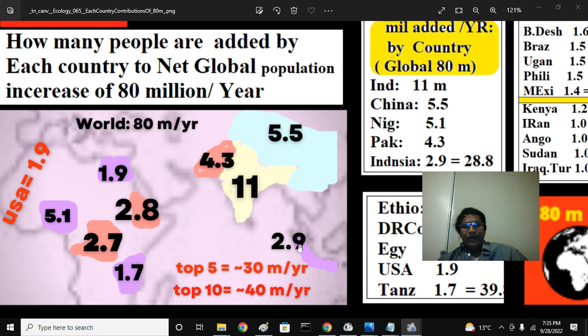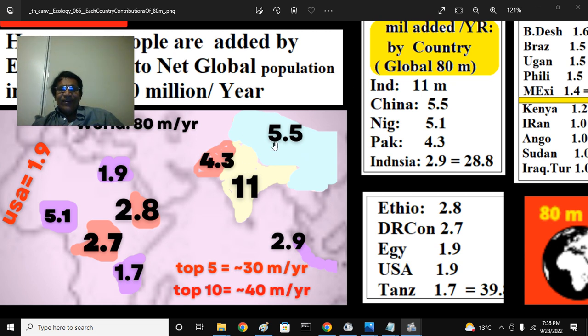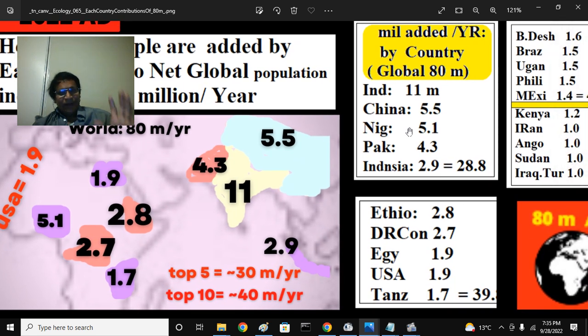Indonesia, the Muslim country again, formerly a Hindu-Buddhist country, converted into a Muslim country. So these 3 countries, 3 million each. Other major contributors are Egypt, nearly 2 million, and 1.7 billion. This means the top 5 countries, India, China, Nigeria, Pakistan, Indonesia, contribute 28, 29, you can say 30 out of 80 million. These 5 countries contribute 28 to 30 million.